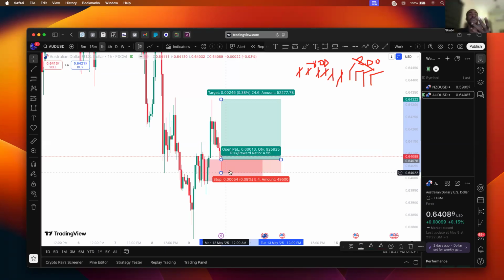So with this 5.4 pip stop loss, what lot size am I going to use that I would actually arrive at that whole $100 risk? That's what we need to figure out. And that's where your risk calculators actually come in. So there are a lot of risk calculators out there, but the ones I always recommend are either Steno or Nash Markets. So let me put that down.